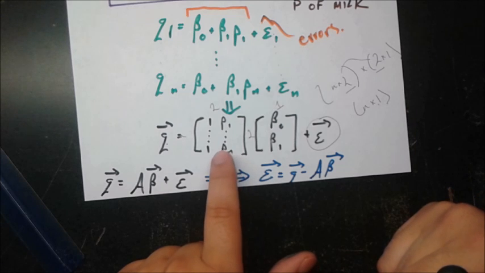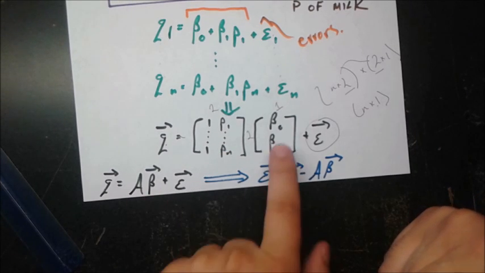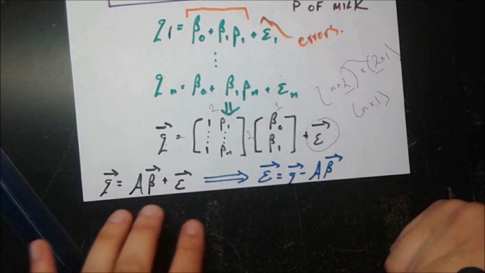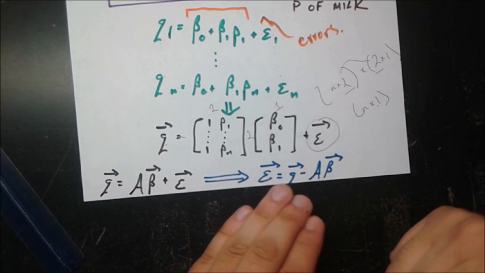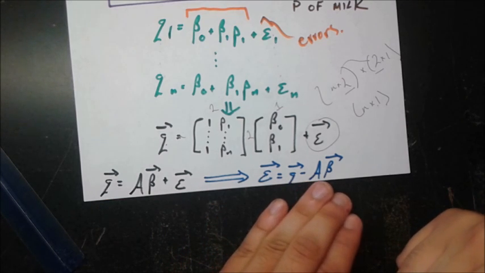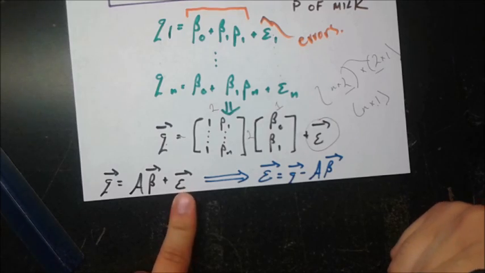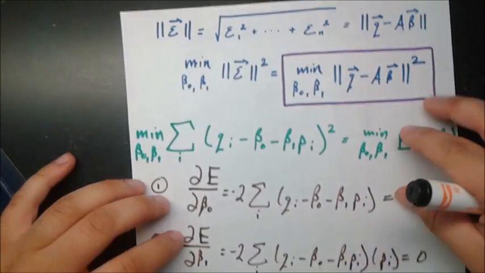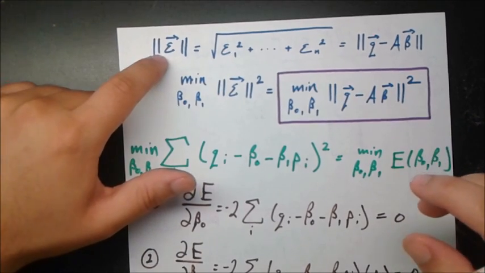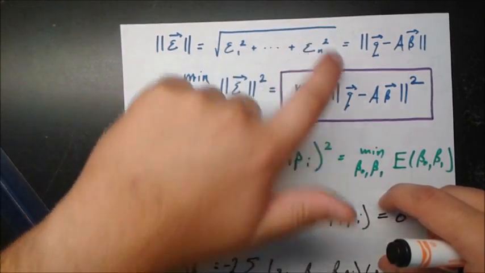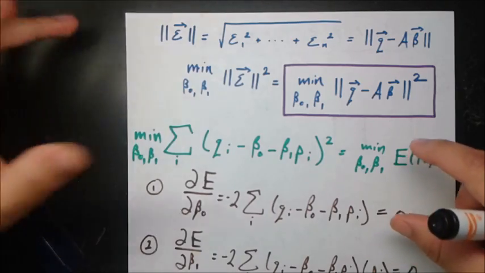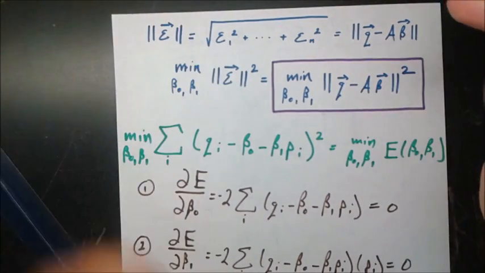So now we're going to just call this matrix right here A. We're going to call this beta vector beta. So we can just write this in a nice clean form like this. And then this is equivalent to saying epsilon is equal to the Q vector minus A times the beta vector, because we're just going to take epsilon by itself. And why are we taking the epsilon by itself? What we're going to do now is take the norm of the epsilon vector, which means we're going to take the square root of epsilon 1 squared plus and so on, plus epsilon n squared. In 2 dimensions, this is like a distance, but we're doing it in n dimensions here.